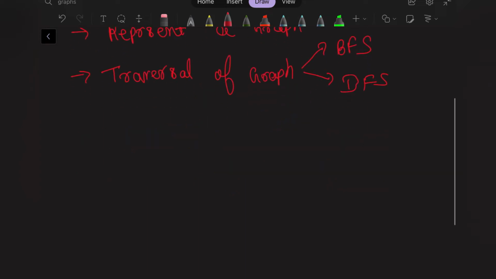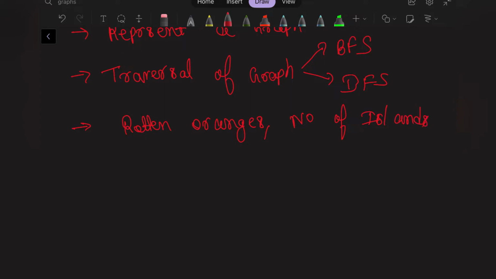In traversal of graph, we are going to discuss two types of traversal that will include BFS, breadth first search, and DFS. And after that, we are going to solve some problems like rotten oranges and number of islands, that are dependent upon these two traversals. So we are going to solve these two problems.